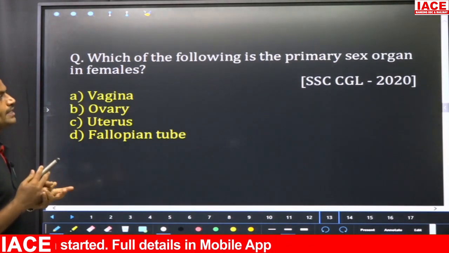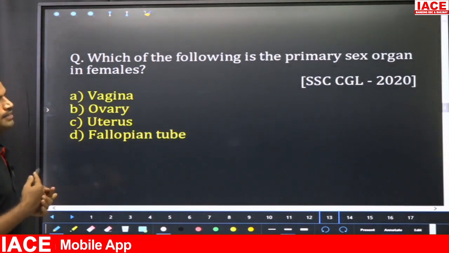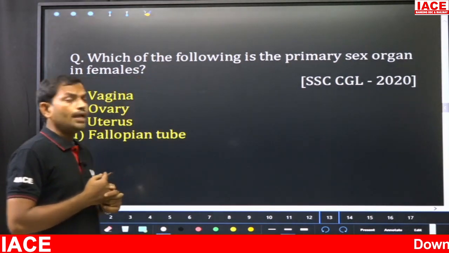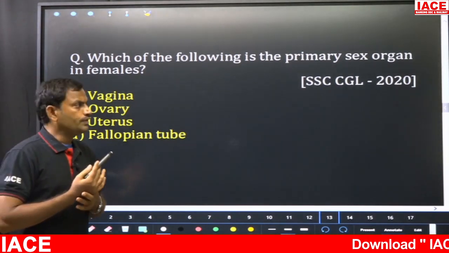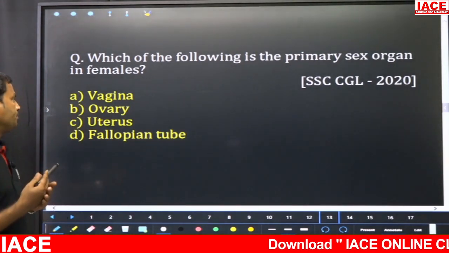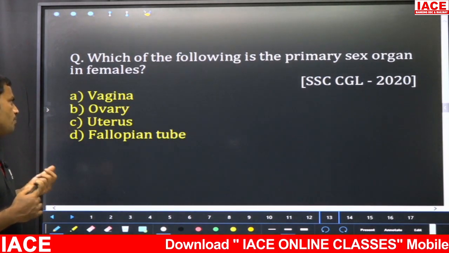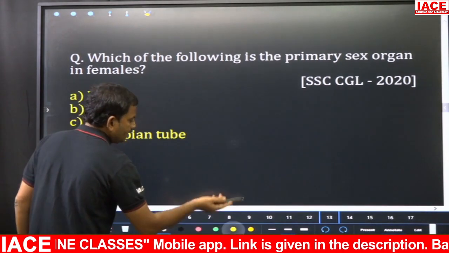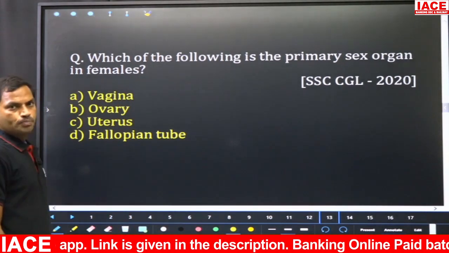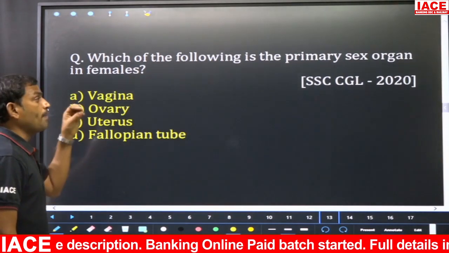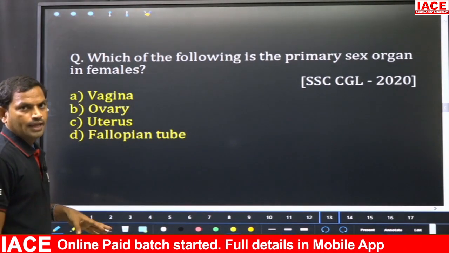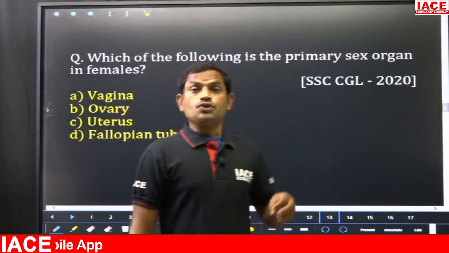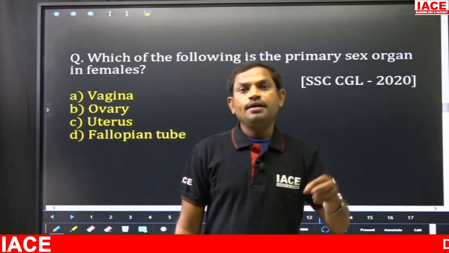Which of the following is the primary sex organ in females? This question was asked in SSC CGL 2020. Good responses before the timer is off from the students. Now, option A vagina, option B ovary, option C uterus, option D fallopian tube. All these parts are female reproductive parts, but here the question is which of the following is the primary sex organ. What is the difference between a primary sex organ and a secondary sex organ? The primary sex organ is there by birth.